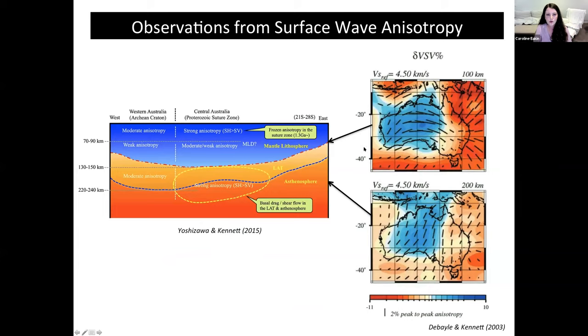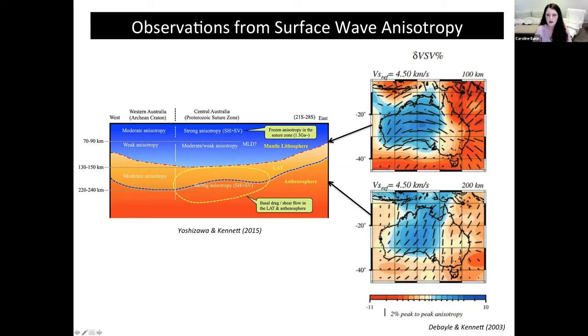Okay, so what do we know about anisotropy beneath the Australian continent so far? Well, most of our observations come from surface waves, studies of surface wave tomography. And on the right here is one such model looking at azimuthal anisotropy beneath Australia. And azimuthal anisotropy means how strong is the anisotropy in the horizontal plane and what direction is the fast direction in the horizontal plane.